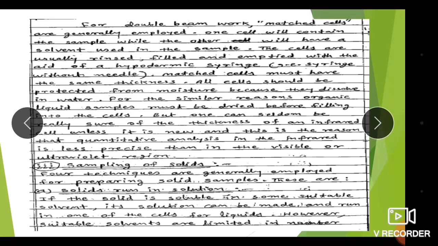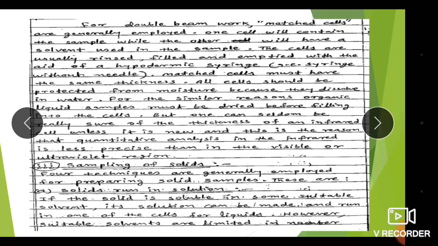Four techniques are generally employed for preparing solid samples. The first technique is solids run in solution. If the solid is soluble in some suitable solvent, its solution can be made and run in one of the cells for liquids.